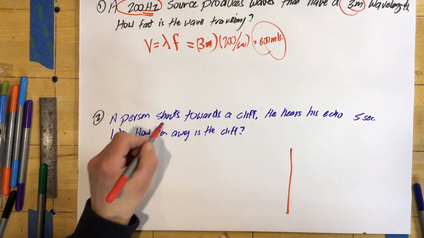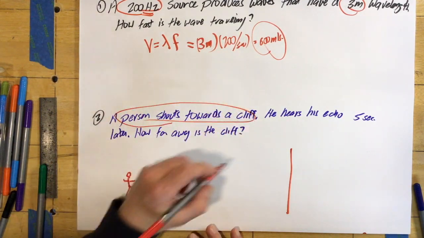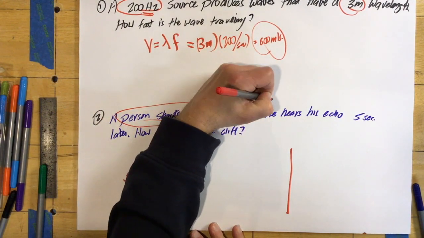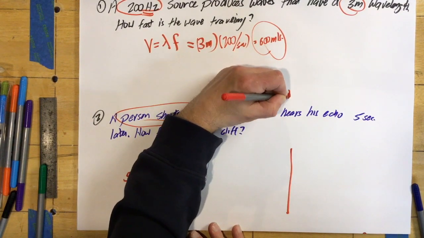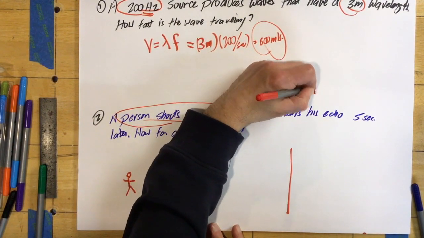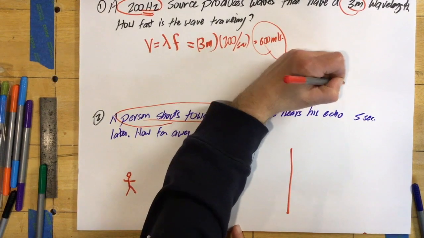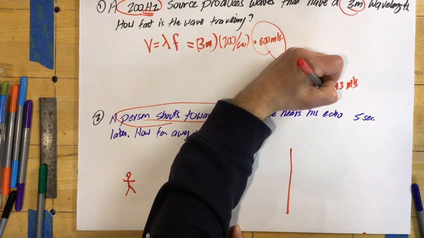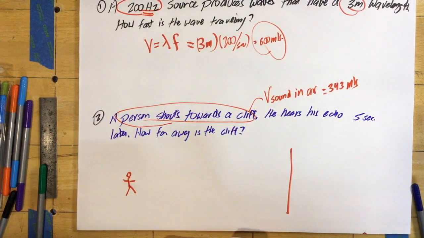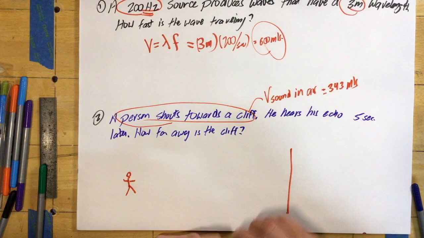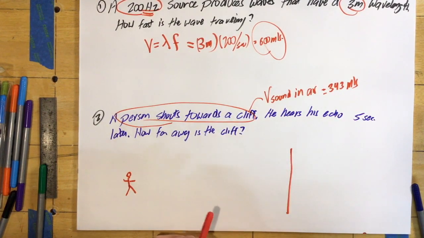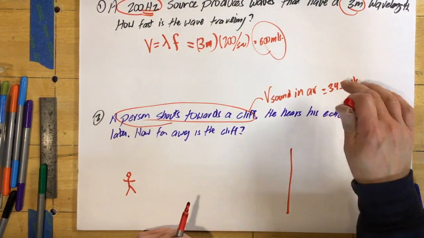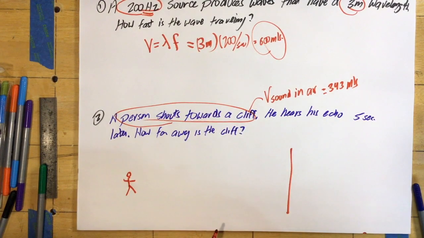Well, the first thing you have to keep in mind, if they're shouting towards a cliff, the velocity of sound in air is 343 meters a second. It's a little under a quarter mile a second. So in 4 seconds, the thing's traveling about a mile roughly. So that's a number you should know, 343 meters a second, speed of sound, or velocity of sound in air. You need that to do this, otherwise you're stuck.